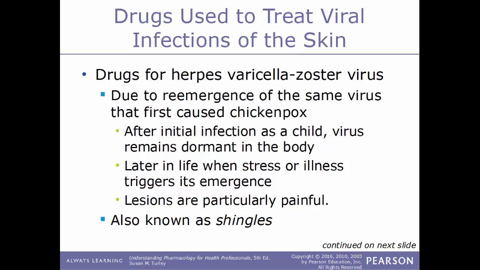Now, regarding the herpes varicella zoster virus, these drugs are needed because of the reemergence of the same virus that causes chickenpox. After the initial infection as a child, the virus will remain dormant in the body. Later in life, when there is a high amount of stress or illness, that will trigger the reemergence, and it will produce very painful lesions. At this point, this condition is now called shingles.